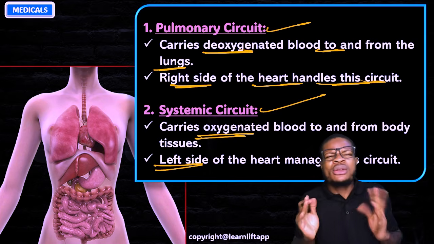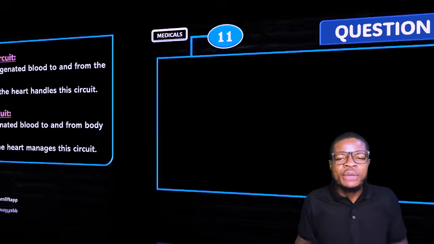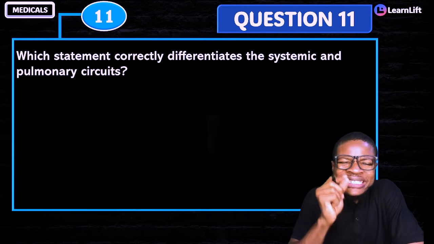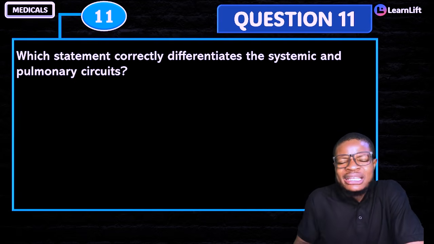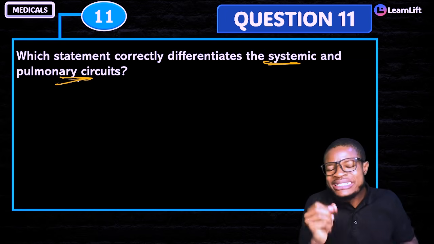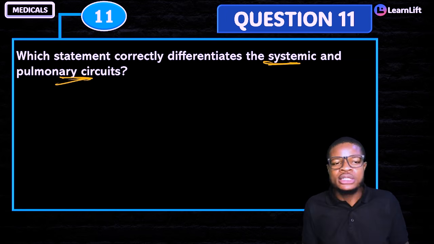You are out of there. You are not stressing. You get that very quickly with me. Answer this question for us. The question says, which statement correctly differentiates the systemic and the pulmonary circuit? Which statement correctly differentiates the two of them?